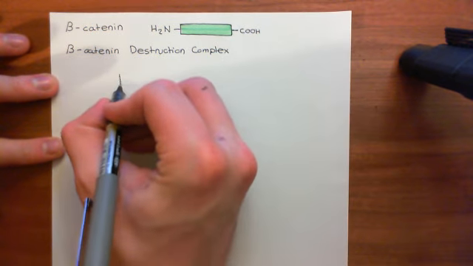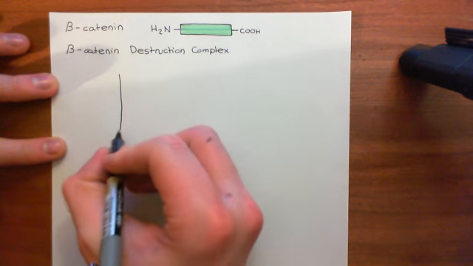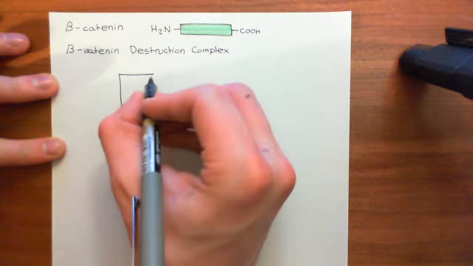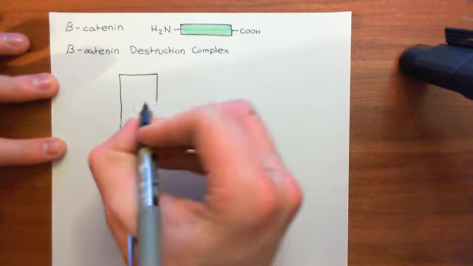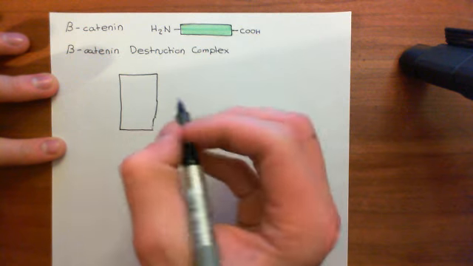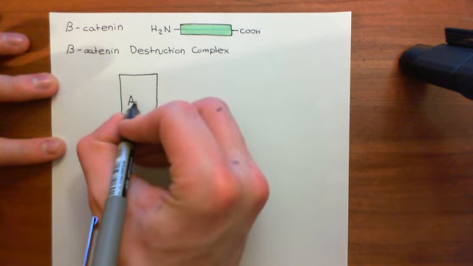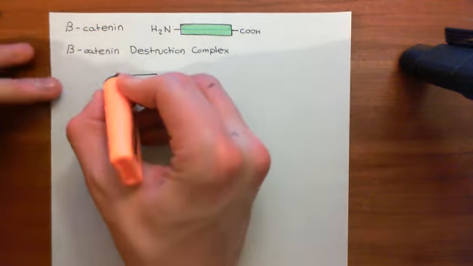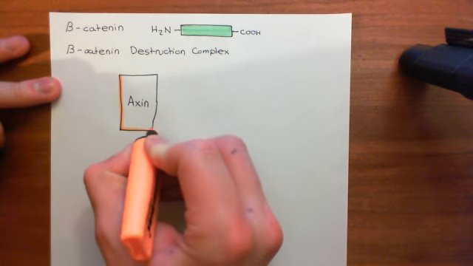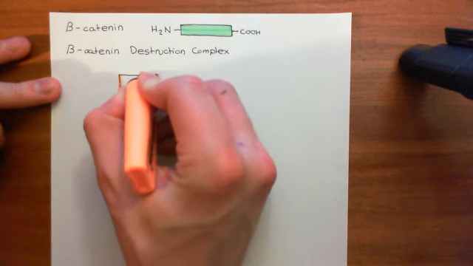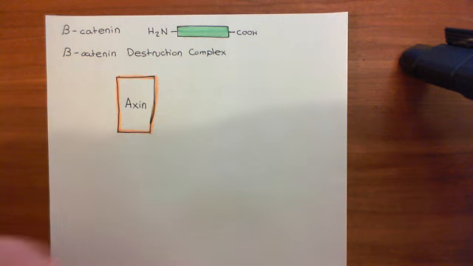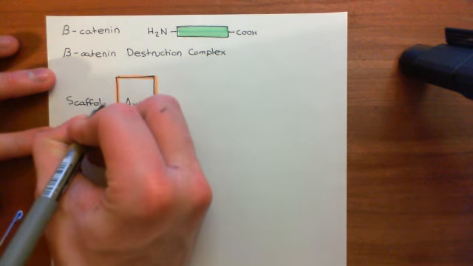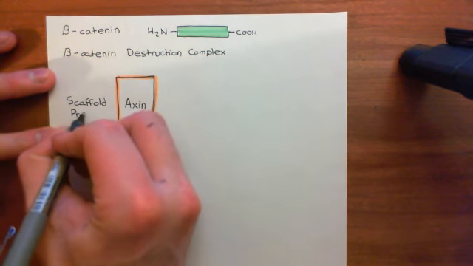Firstly, there are two what are known as scaffold proteins involved in this complex. Scaffold proteins are just proteins which bind to other proteins and hold them together. The first scaffold protein we're going to discuss is known as axin. We'll colour in axin here in orange. This orange rectangle represents axin, a protein that binds to loads of other proteins and holds them all together.